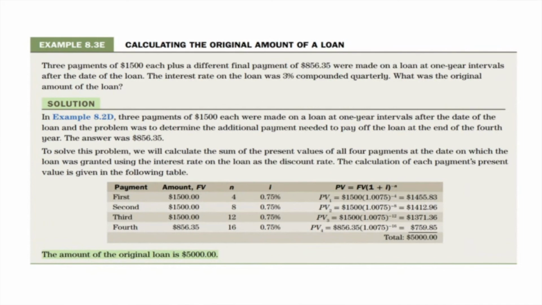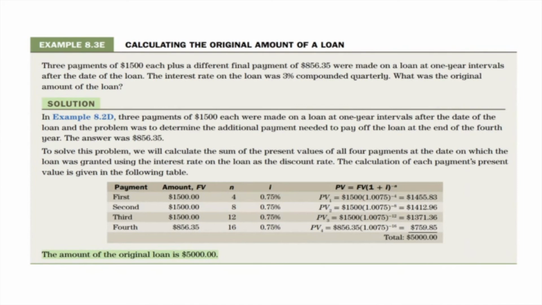So this last one here, example E, 3 payments of $1,500 each, plus a different final payment of $856.35 were made on a loan at 1-year intervals after the date of the loan. The interest on the loan is 3%, compounded quarterly. What was the original amount of the loan? So again, we've got some timelines on the go here. 3 payments of $1,500 each, first of all. And they were made at the end of the year.